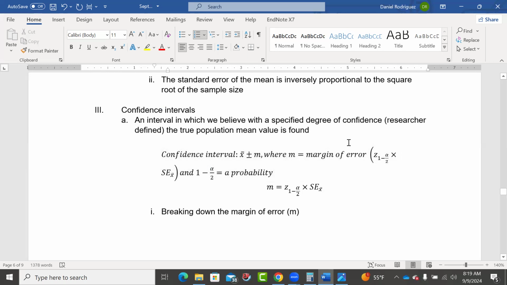It's an interval in which we believe with some degree of confidence, and we define this, that we'll find the true population mean value. So anytime we estimate something like the sample mean, we estimate the population mean with the sample mean, it's just an estimate. It's one value, right? That's called a point estimate. However, we're not 100% sure that that point estimate is accurate. Even though I said it's an unbiased estimate of the population mean, we don't know if it is actually equal to the population mean, right?